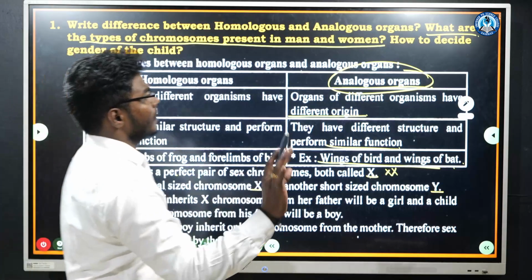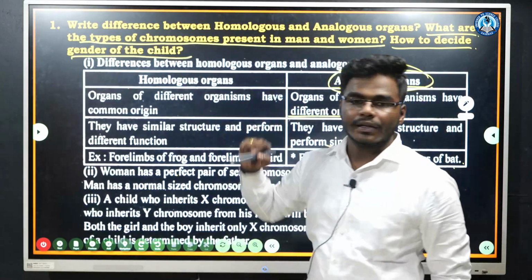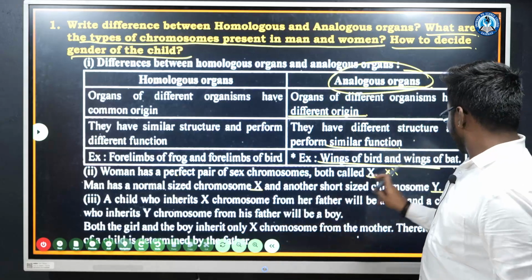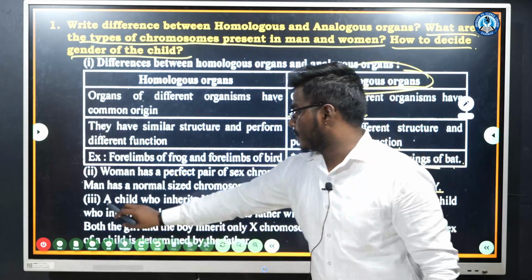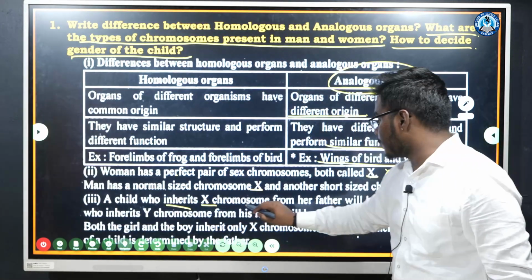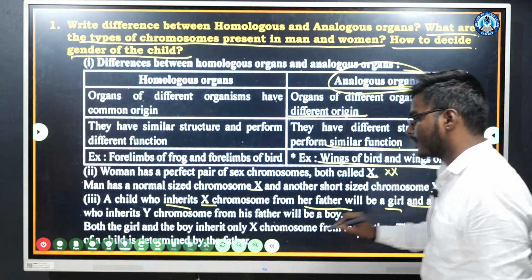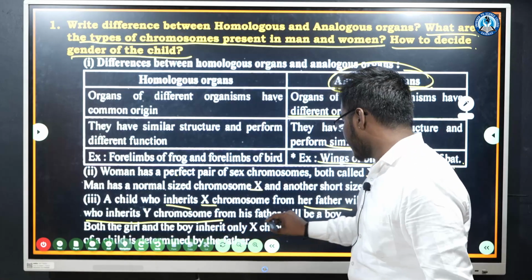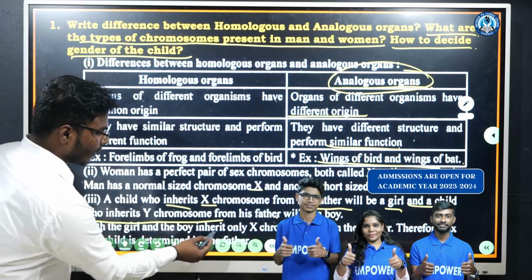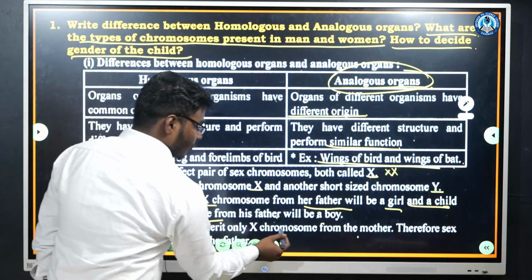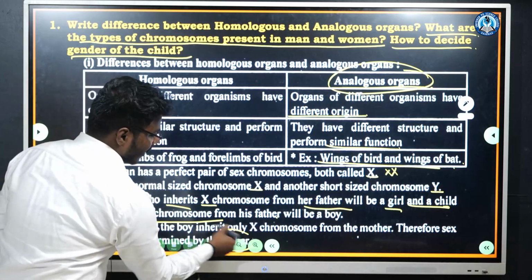So next, one more question asked is how to decide the gender of the child. As we had discussed earlier, a child who inherits, means getting from the parents, an X chromosome from the father will be a girl, and a child who inherits a Y chromosome from the father will be a boy. Both the girl and boy inherit X chromosomes from the mother. Therefore, the sex of a child is determined by the father.